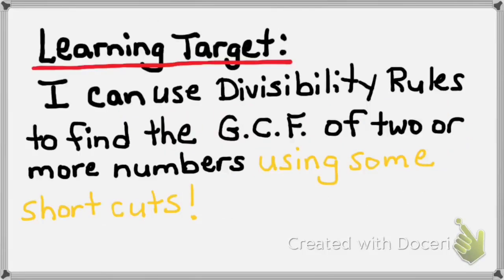Today's learning target: I can use divisibility rules to find the G.C.F. of two or more numbers using some shortcuts. For this lesson, I'm going to show you the shortcuts. You do not have to use the shortcuts. You would only want to use them if you really understand them, and they do make it quicker and easier for you to get the correct answer.